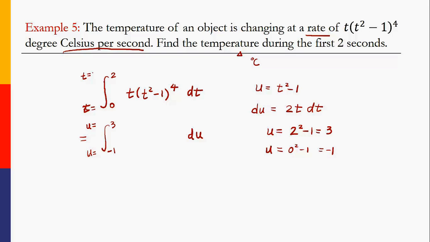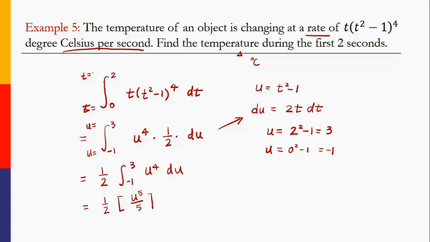t squared minus 1 to the 4th power is u to the 4th power. t times dt is 1/2 du, which we can get from here. So now we simplify this integral. 1/2 times the integral from negative 1 to 3 of u to the 4th power du, and the antiderivative of u to the 4th power is u to the 5th power divided by 5, evaluated from negative 1 to 3.